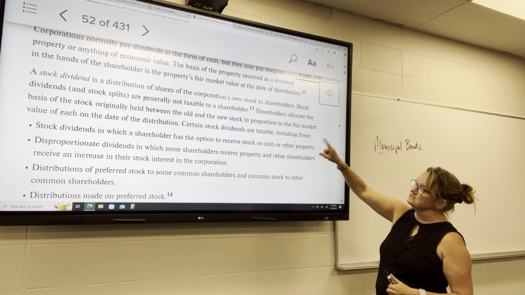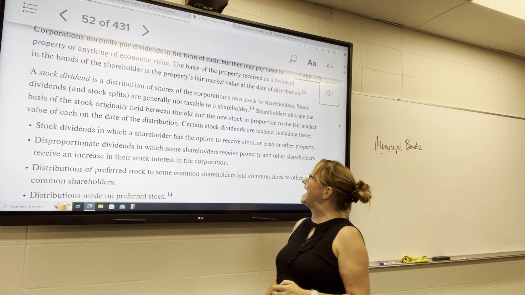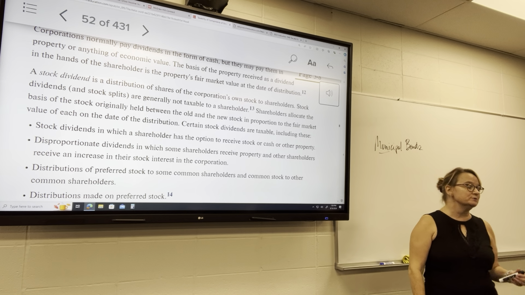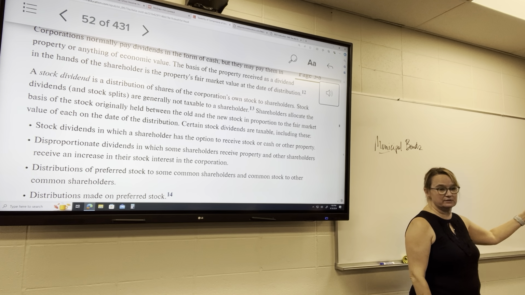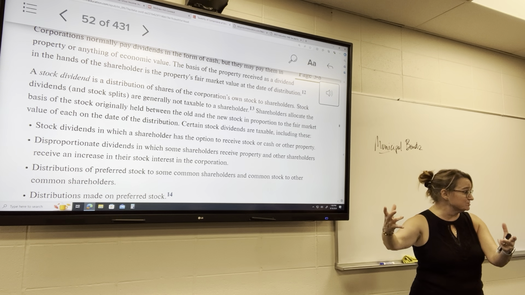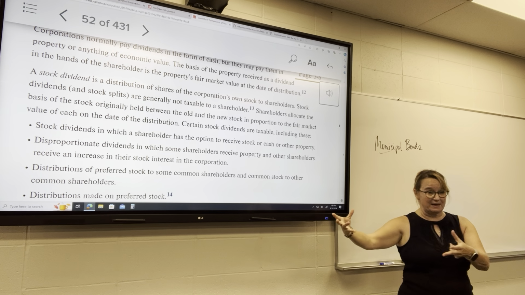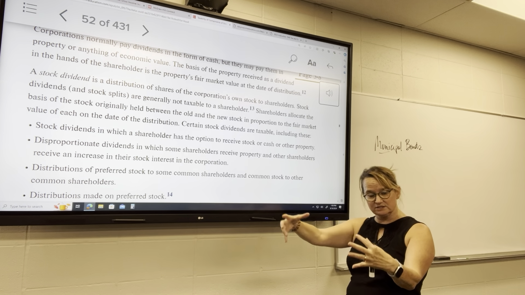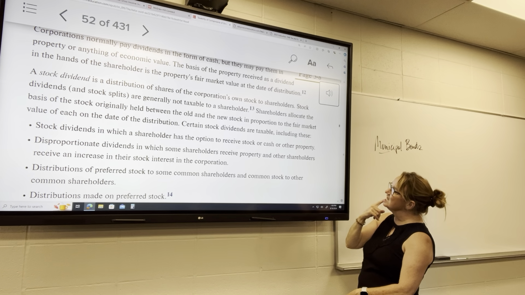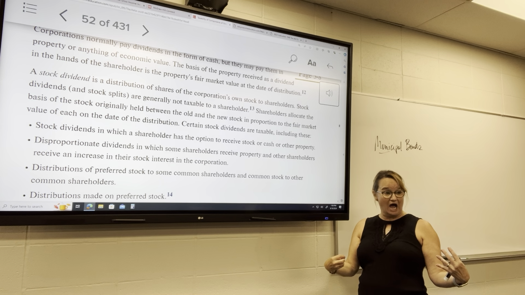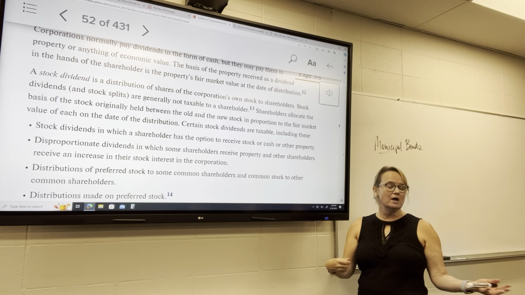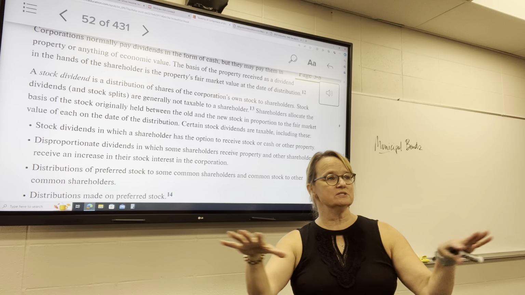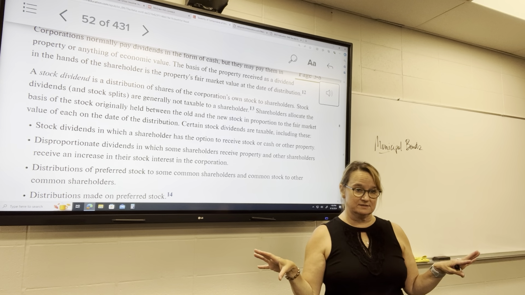So stock dividends and stock splits are generally not taxable to the shareholder, because essentially what you're doing is adding to the asset that the shareholder has. That transaction hasn't really completed at that point. Until the taxpayer actually sells that stock, it's not a completed transaction, and so just receiving the stock isn't taxable. But what it does is it changes the overall, what we call basis.